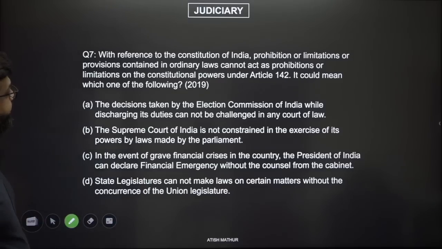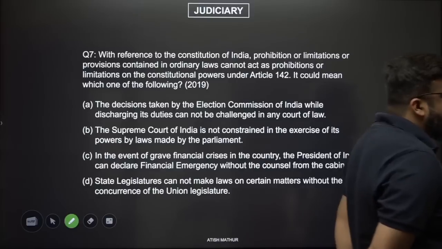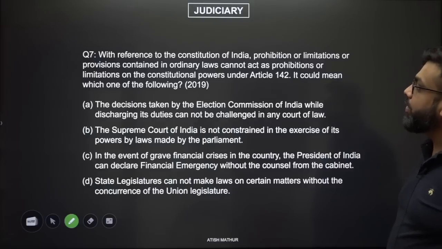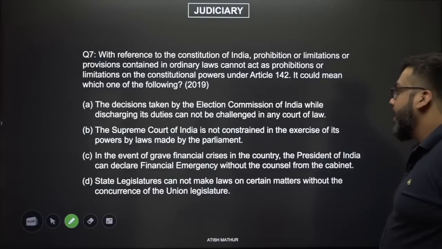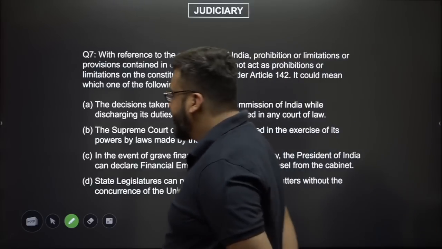Question number 7. With reference to the Constitution of India, prohibition or limitation provisions contained in ordinary laws cannot act as prohibitions or limitations on the constitutional powers under 142. It could mean which of the following? We have to simplify this.